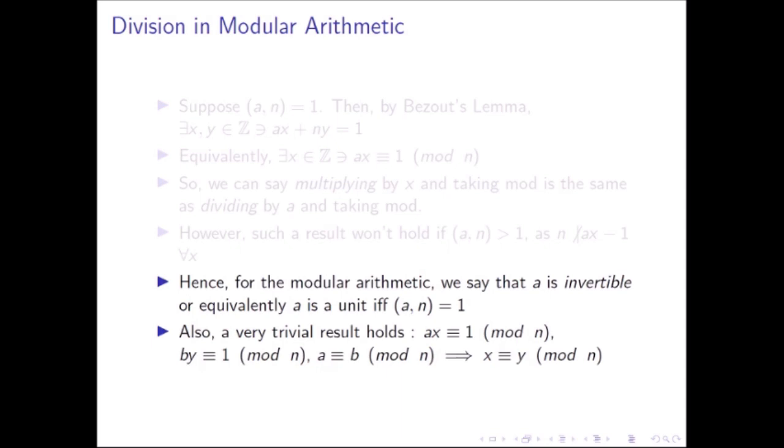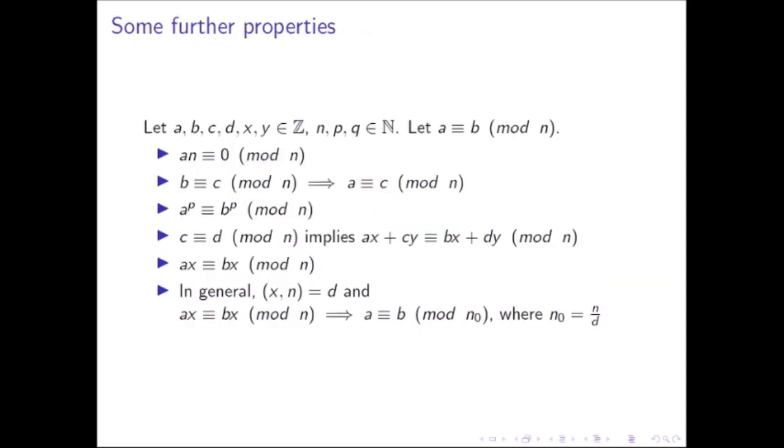So this is a very trivial result. It states the uniqueness of inverses for equivalent elements. If A and B are equivalent, x is the inverse of A and y is the inverse of B, then x and y are equivalent mod n. That's our claim. Try to prove it, it's not difficult. So now let us look at some further properties of modulo.